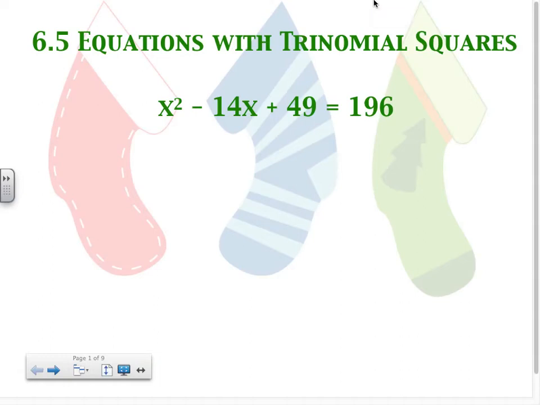This is section 6.5, which is solving equations with trinomial squares. It's not going to be much different than what we did in the previous section. It'll actually be very similar as soon as we go through one step. And that first step involves this right here.